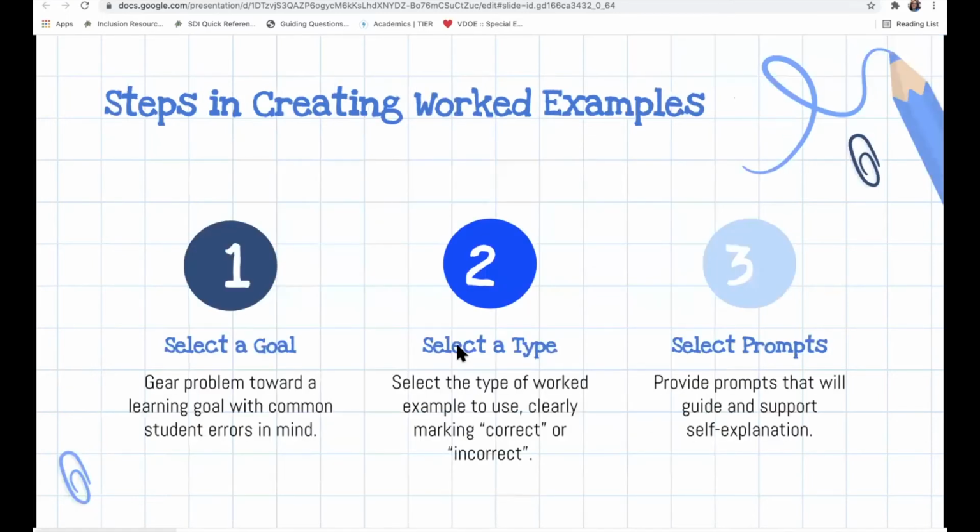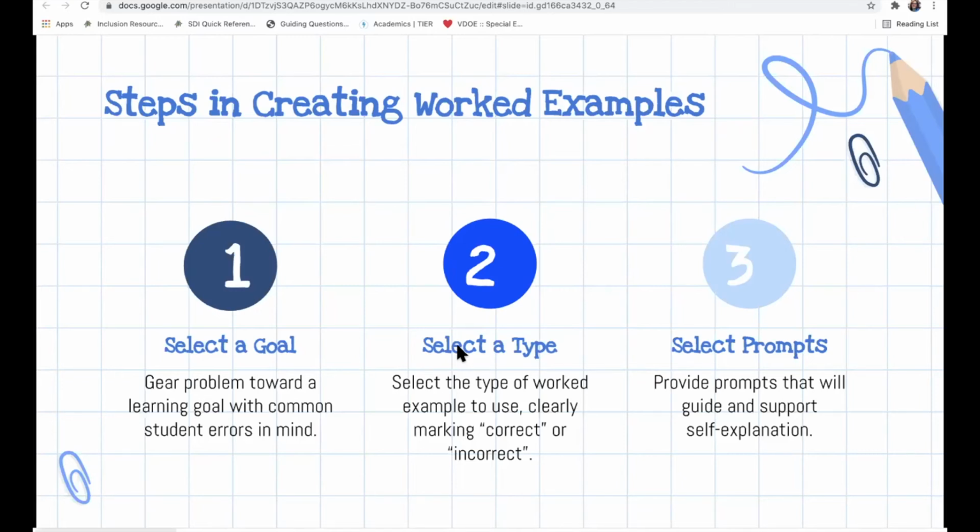All right. Steps in creating a worked example. 1, set a goal. Students need to understand goals for themselves too. But for you, you're setting this goal with the students' errors in mind. What errors do they typically have? You're going to create these problems to alleviate that error.